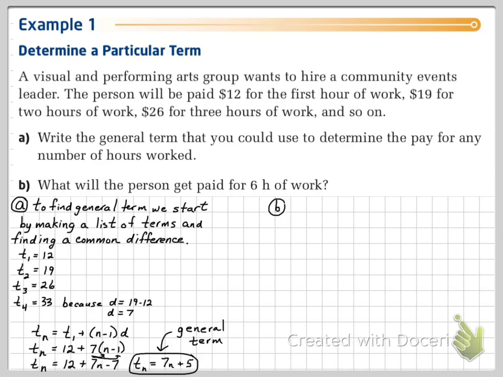B. What will the person get paid for 6 hours of work? All we're going to do now is plug that into our general term. T6, our 6th term, is 7 times 6 plus 5, which is $47.